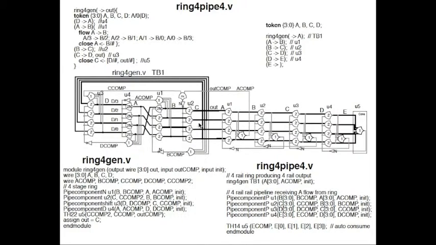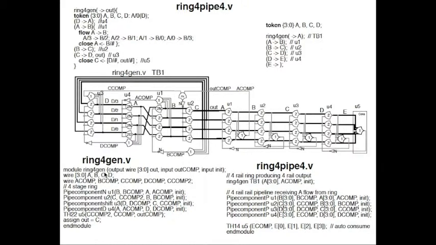So now we put the ring and the pipeline together, and the ring becomes a source for the pipeline. And the ring is just like before. The rails are changing each time the data wavefront flows around the pipeline. So now the ring source is presenting varying data to the pipeline, which will flow through the pipeline.